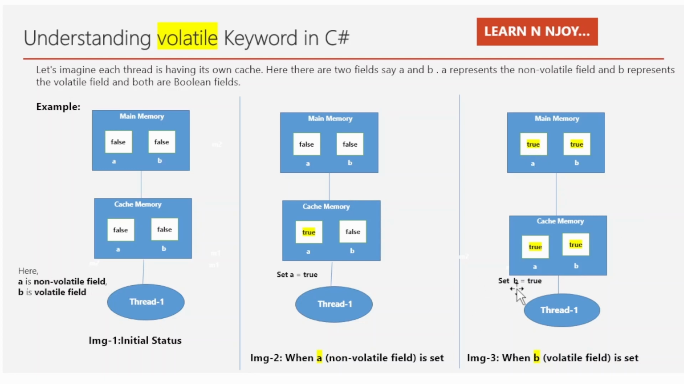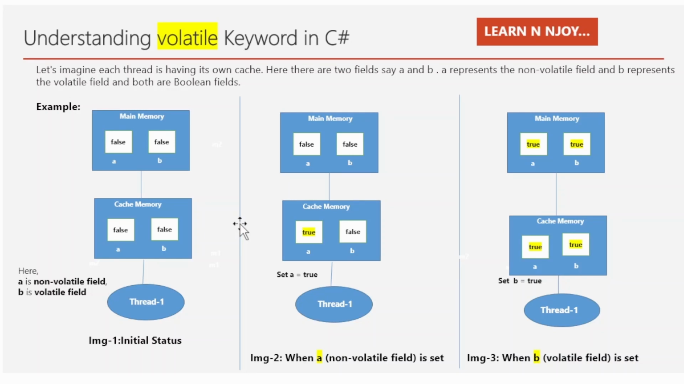Here, if you see, I have set b equal to true and a equal to true. Setting a was done in image number 2 itself, and that time it was only in the cache memory and was not transferred to the main memory. But when we set b equal to true, it updates the cache memory and flushes all the memory to the main memory, and that's why the a and b values got updated in the main memory also. So that's how the volatile keyword in C# works. I just drew these images to make you understand how it works internally.